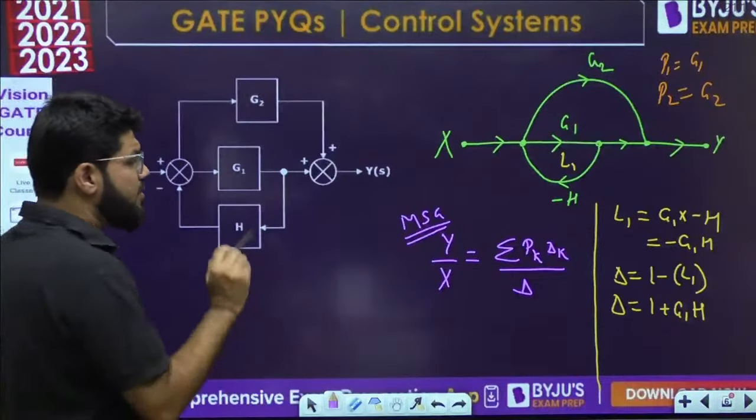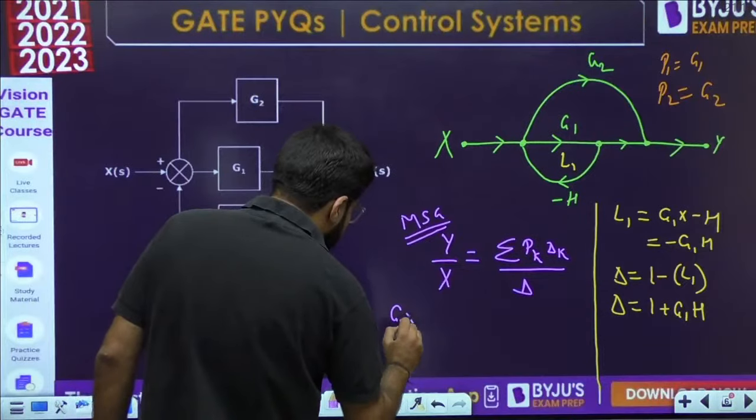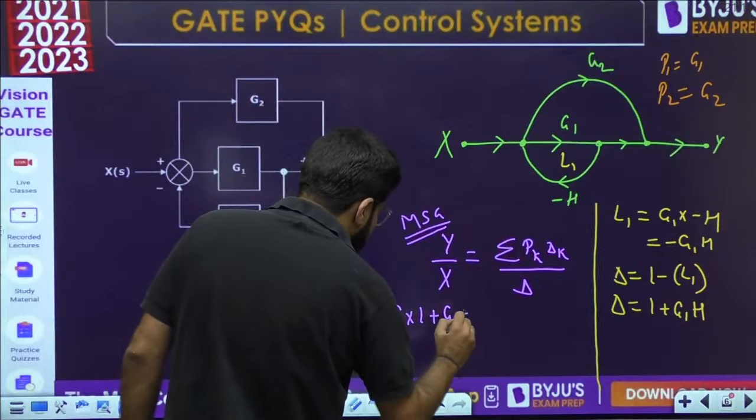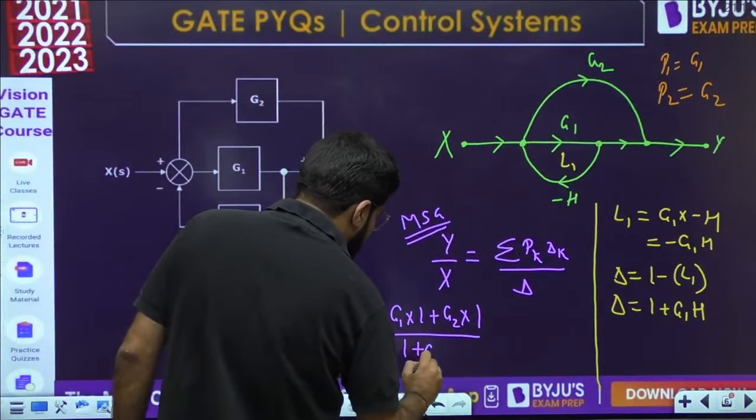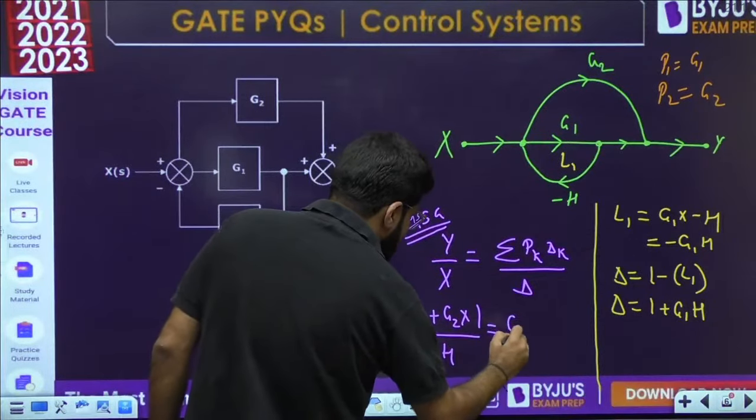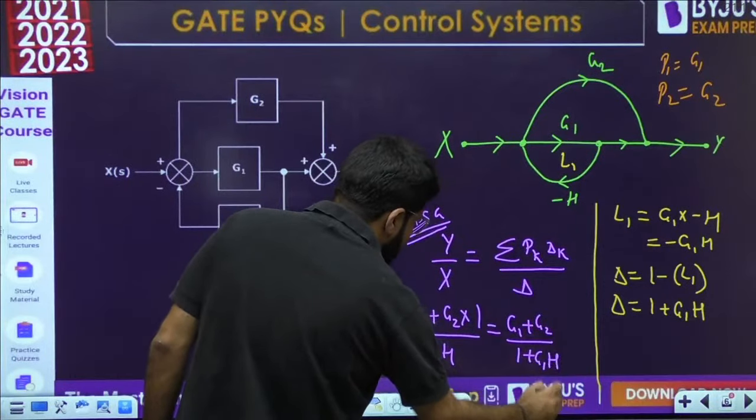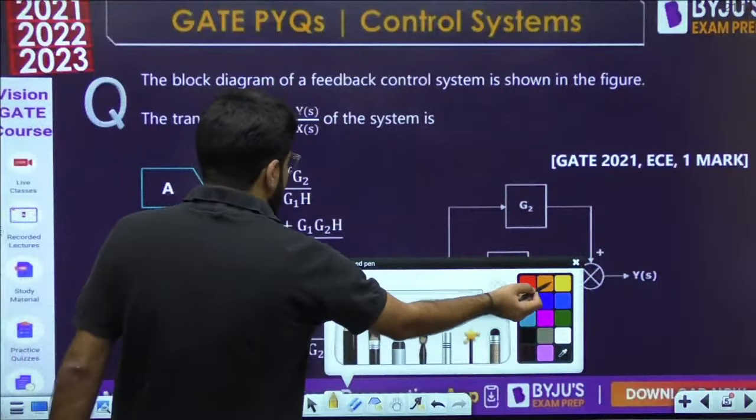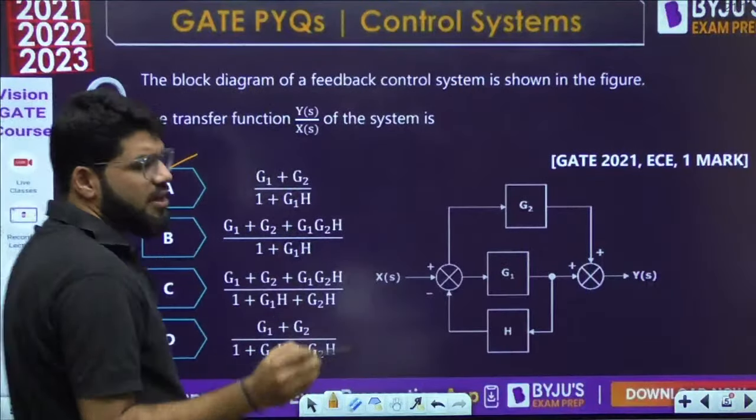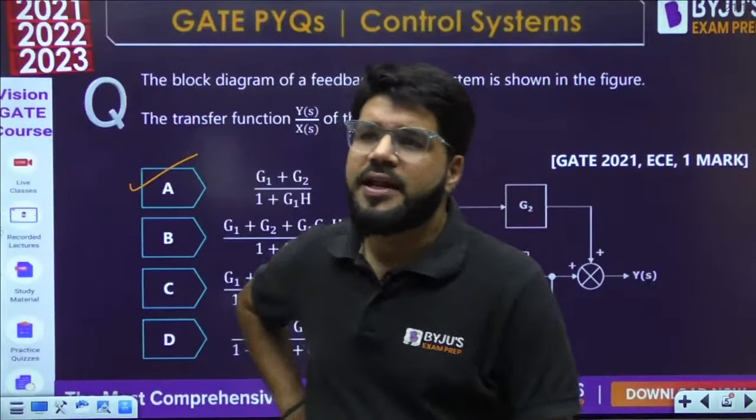Done. So now that means Y by X is simply going to be G1 multiplied by 1, plus G2 multiplied by 1, both the path factors are 1, divided by 1 plus G1H. It is simply G1 plus G2 divided by 1 plus G1H. Clear? For explanation, of course, we take a little bit of time, but these are questions which can be solved in seconds. Correct answer, Ashok.